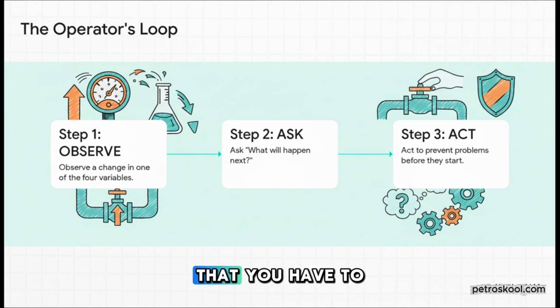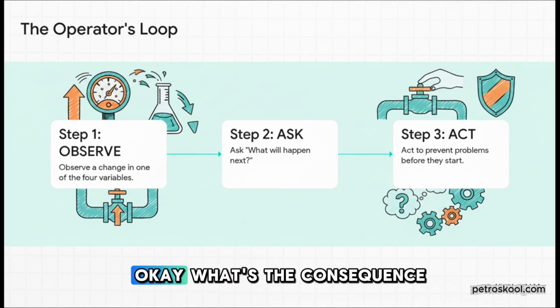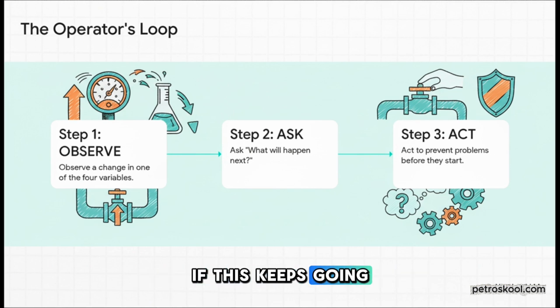The second you see that, you have to ask yourself, okay, what's the consequence here? If this keeps going, what's going to happen next? And based on that answer, you act. You make a small adjustment now to stop a big problem from ever happening. It's all about cause and effect.